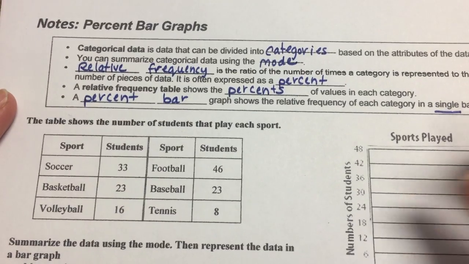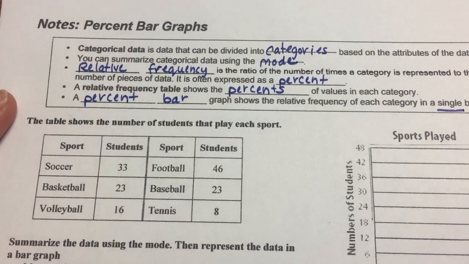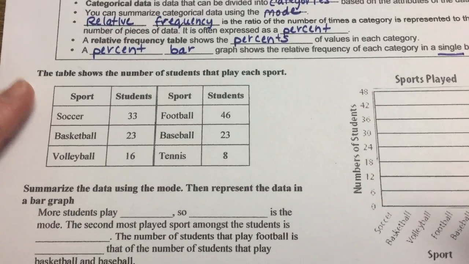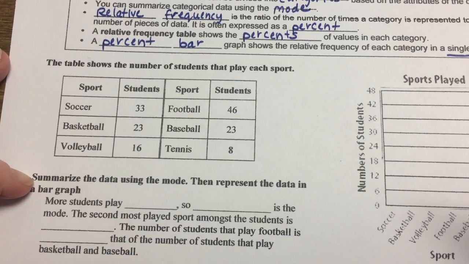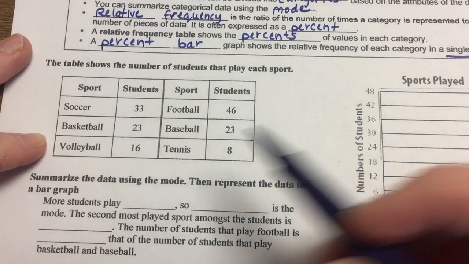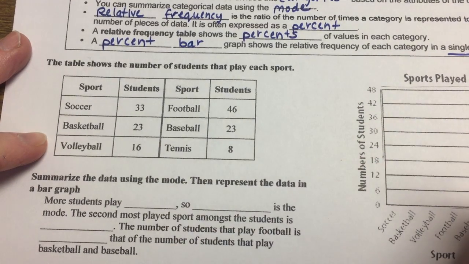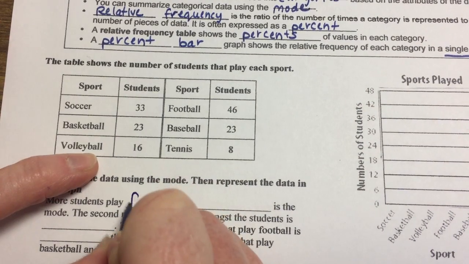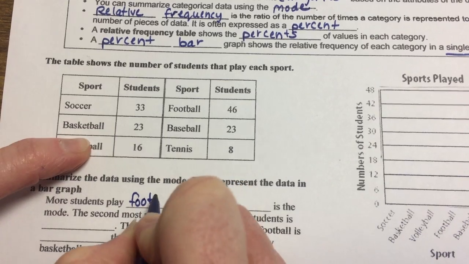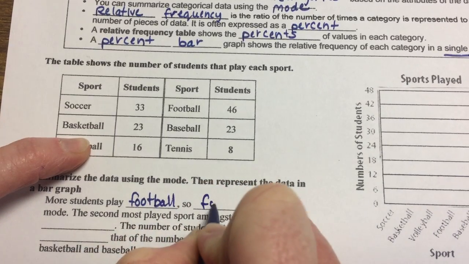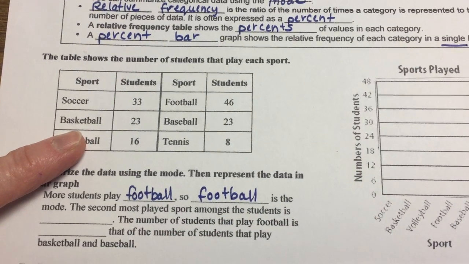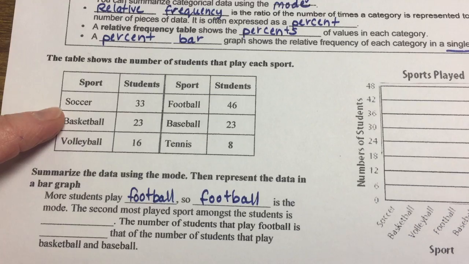All right, so in this first table, it shows the number of students that play each sport. So you can take a look at those. There's 6 sports. It says to summarize the data using the mode and then represent the data in a bar graph. All right, so if I look at each of the sports, I can see that the one that most students play is football because it has the highest number of students. So I'm going to fill that in. More students play football. So football is the mode.